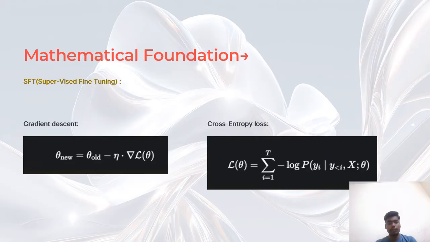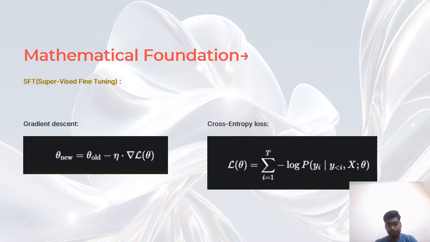Now let's look at the mathematical foundation. In supervised fine-tuning, there are two formulas. One is gradient descent and the next is cross-entropy loss. So in gradient descent, the model learns by checking how wrong it is and then updates its parameters to reduce the error. Theta is the model parameters, meaning what the model learns. Eta is the learning rate, meaning how big a step the model takes to improve. Delta L is the gradient, meaning the direction of the error. Each time the model makes a mistake, it adjusts slightly to become more accurate next time.